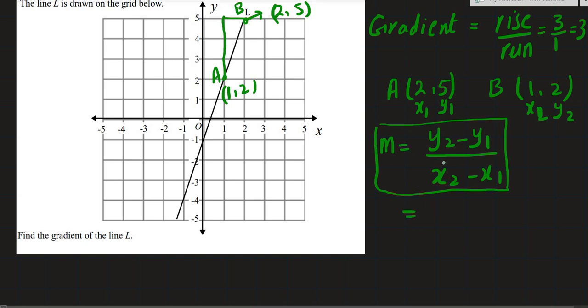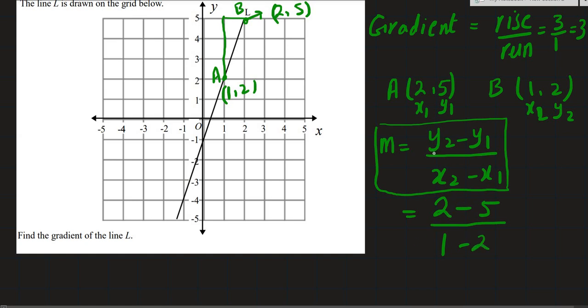So now we're going to substitute the values. Y2 we know is 2, so 2 minus Y1 is 5, so minus 5, and X2 we got 1, and X1 we got 2. Are you guys with me? Hope you understand this one.